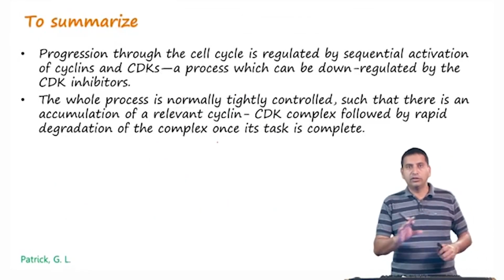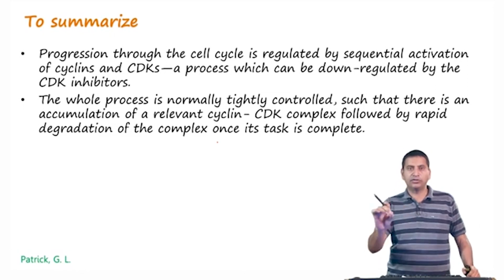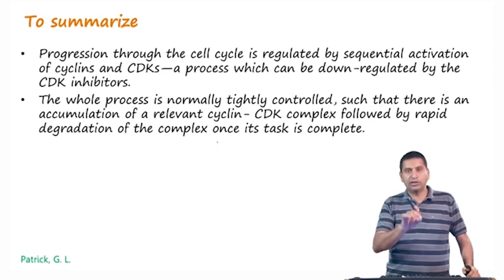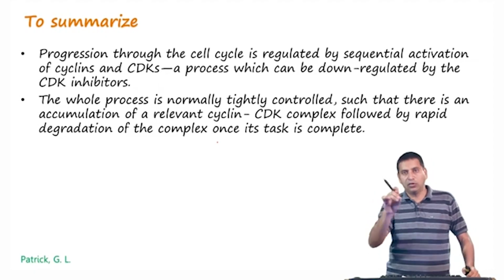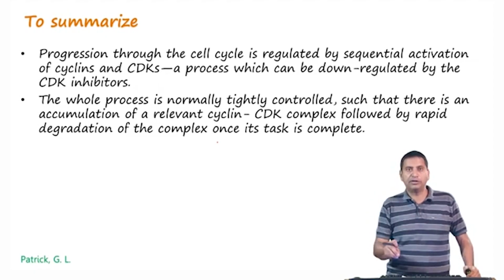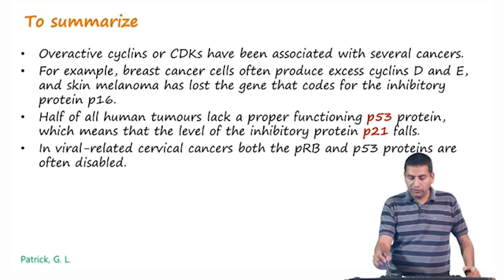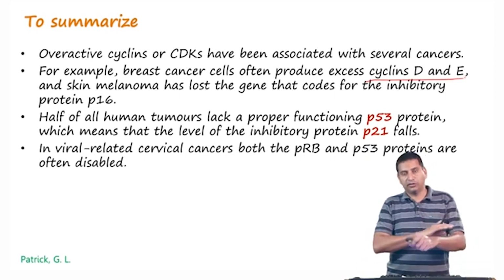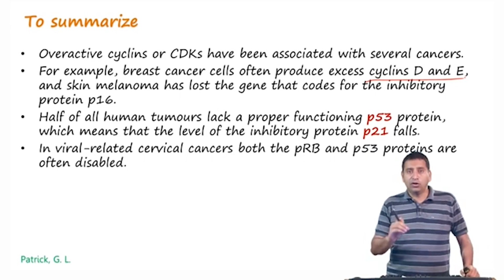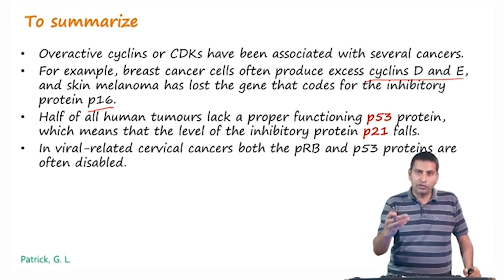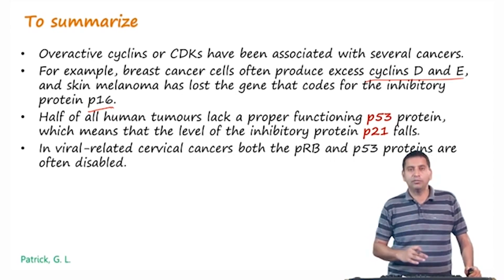To summarize, progression through the cell cycle is regulated by sequential activation of cyclins and CDKs, and this process can be down-regulated by CDK inhibitors. The whole process is tightly regulated such that there is an accumulation of the relevant cyclin-CDK complex followed by rapid degradation of the complex once the task is complete. Overactive cyclins or CDKs have been associated with several cancers. For example, breast cancers often produce excess of cyclins D and E, and skin melanoma has lost the gene that codes for the inhibitory protein p16. Keep in mind, you can have excess of growth factors or suppression of inhibitory proteins.